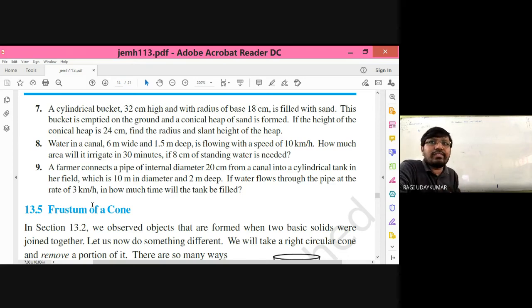Now this will be irrigated 8 centimeters of the, how much area will it irrigate? ये एक area, some area of the field is nothing but length into breadth, rectangular shape if you take into consideration. And 8 centimeters of the standing water is given. Means water should be level, उसमें field में 8 centimeter तक आ रहा है. So that is nothing but height of the water is given to you.